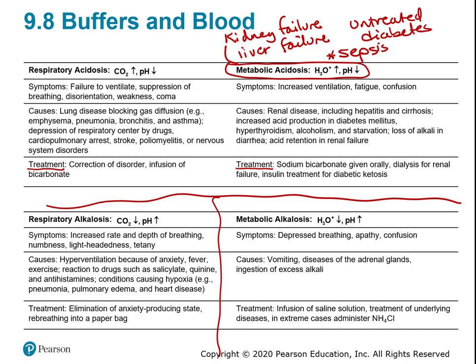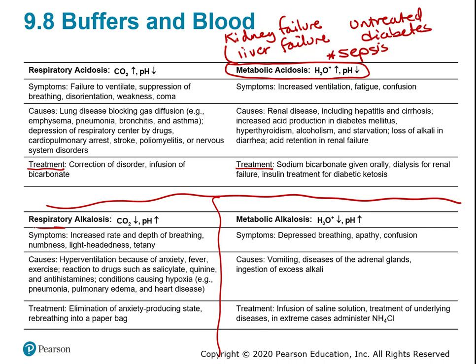Oh, there's another one. Massive infection, what's called sepsis, that's actually when you have an infection in your blood. Sepsis can start because of a wound infection that then ends up getting into the bloodstream. This could start off as just inflammation, but then ends up allowing bacteria to migrate or enter into the blood. That's another one that can cause metabolic acidosis.